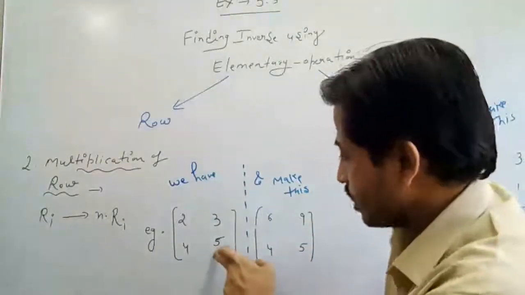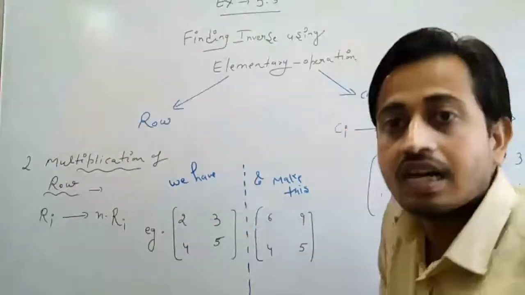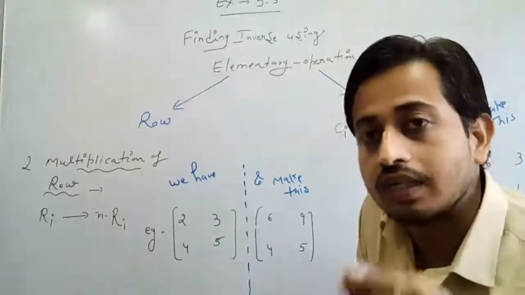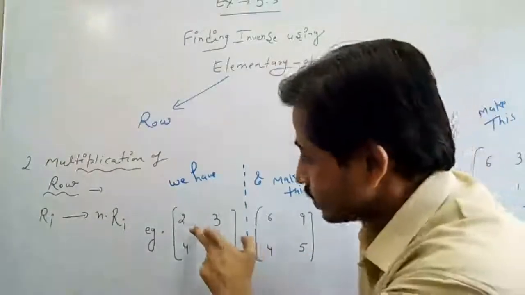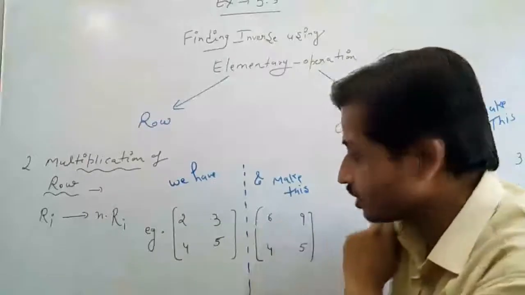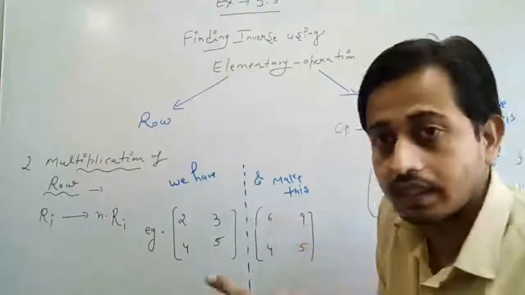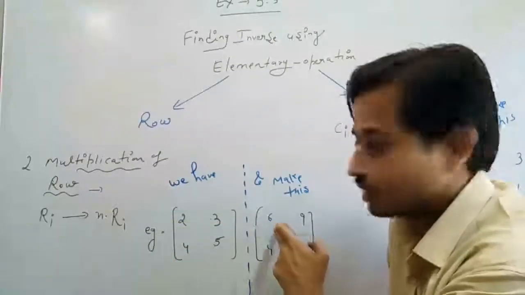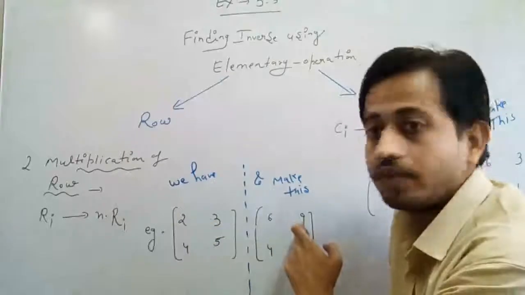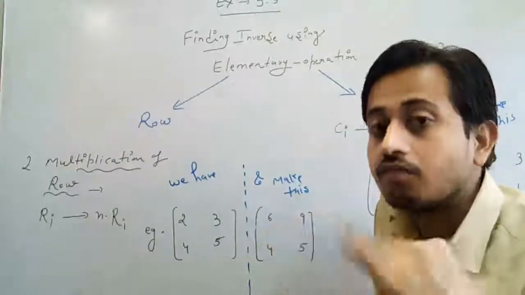Here 4 and 5 are the same. Here 2 and 3 become 6 and 9. It means the R1 row is what we have to change. This row can be changed into this row by simply multiplying by 3. If we multiply it by 3, 3 into 2 we get 6, 3 into 3 we get 9. So it's very possible.